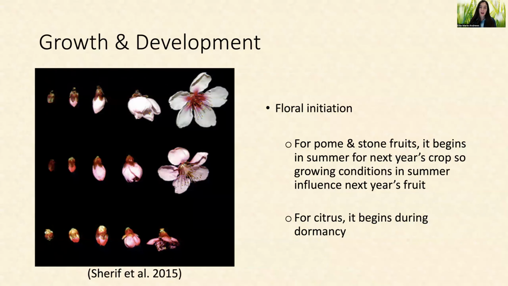Okay, now we're going to talk about floral initiation. So for pome and stone fruits, it begins in the summer for next year's crop. So that means that the growing conditions in the summer before really influence next year's fruit. So that's a good thing to bear in mind. And for citrus, it begins during dormancy.